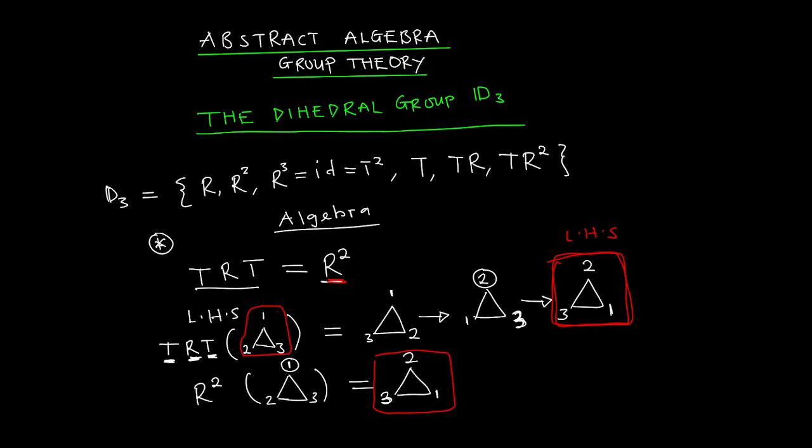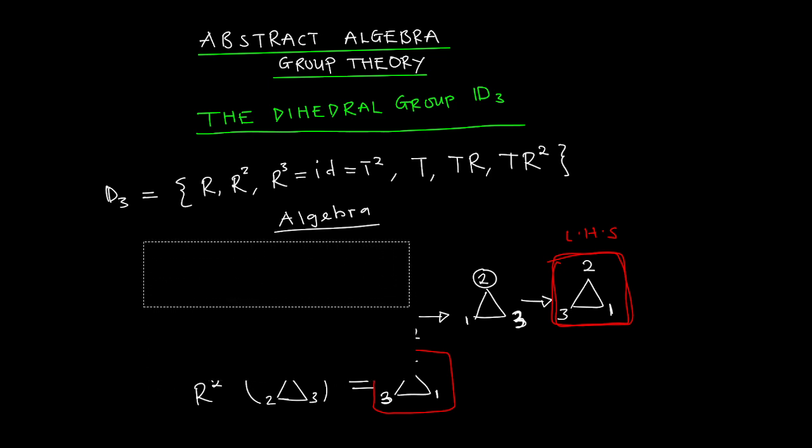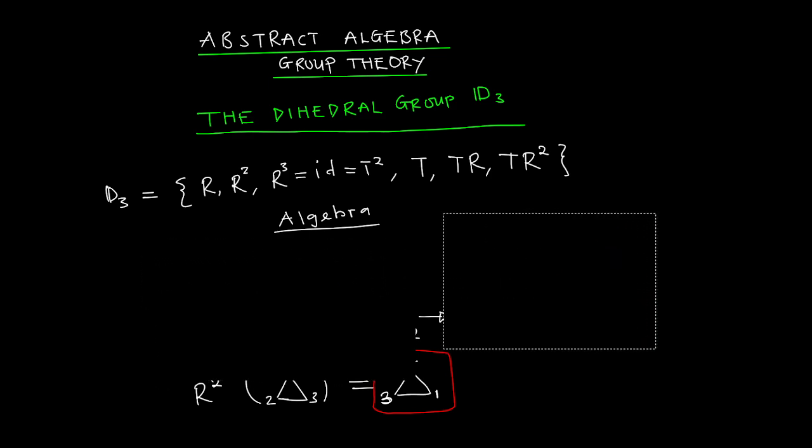Next, let's do another one. Prove that T times R squared times T is equal to R. Let me write that down so you can see very well. You can pause the video and have a go, try it. What do you think the answer would be?